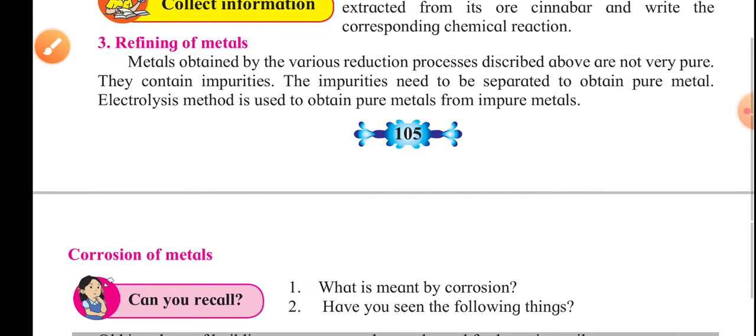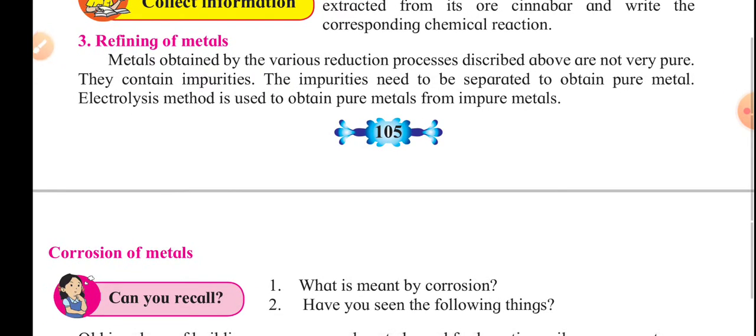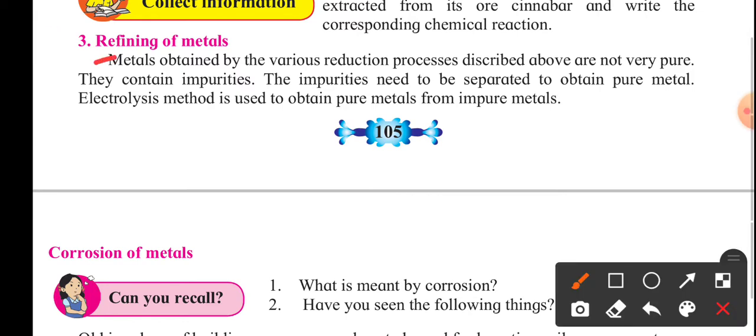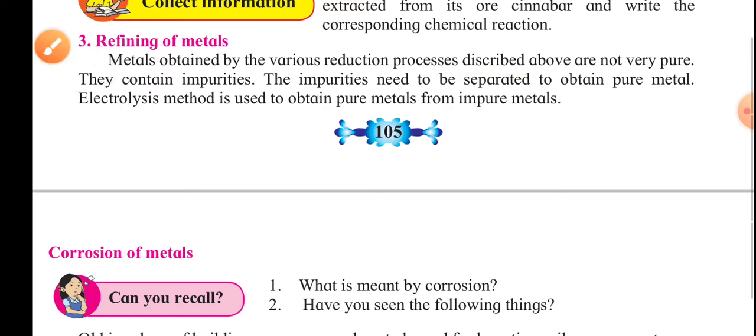The next is the refining of metals. Refining of metals is a very important process. The metals obtained by various reduction processes described above are not very pure. Means after the extraction, the metals we are getting are not very pure. The refining is required to bring the percentage of the metal in the extracted part up to 99.9%. The next thing we have to study is the corrosion of metals.